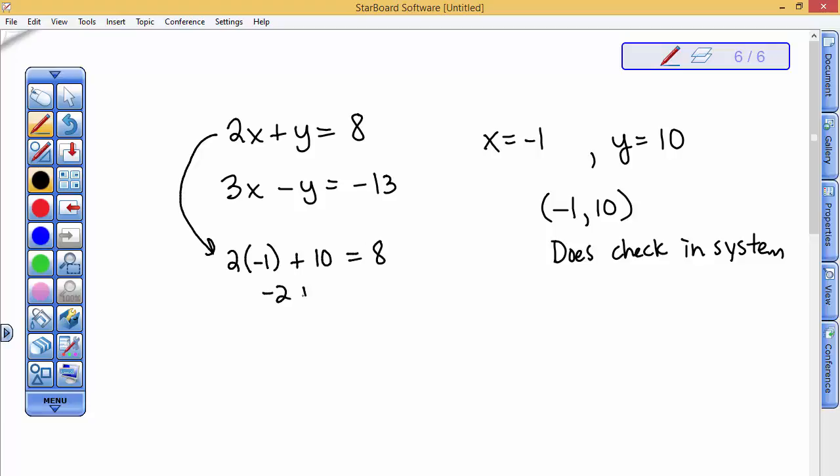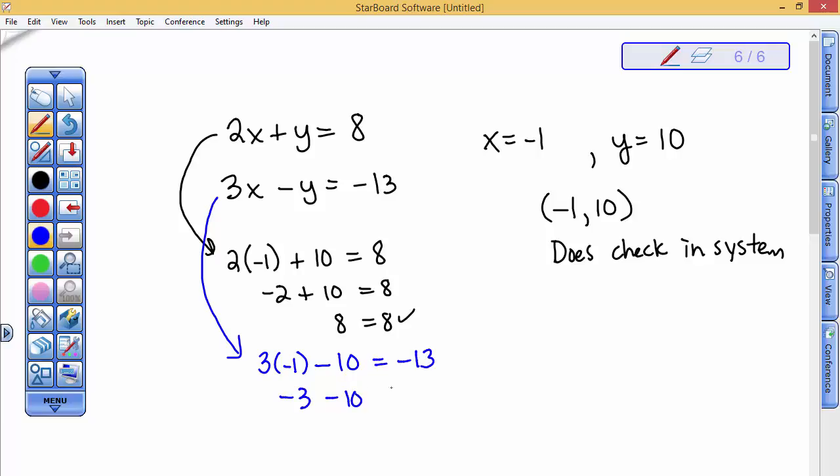But that's not good enough. I have to show that it works in the other equation as well. So 3 times x, which is -1, minus y, which is 10. And I want to know if that equals -13. So I have -3 minus 10 equals -13, and that checks. So yes, that ordered pair checks in the system.